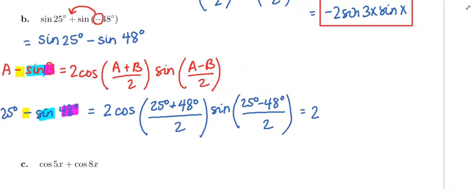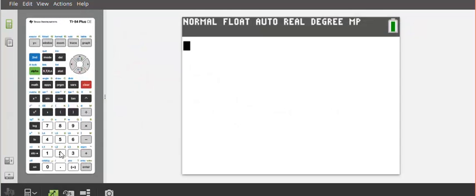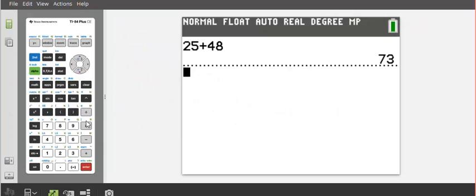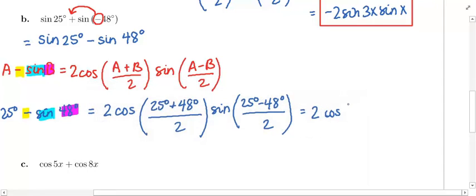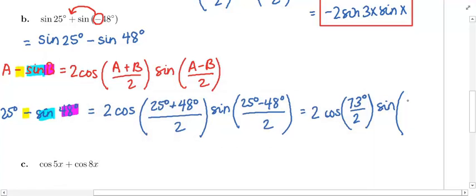So we're going to get 2 times the cosine of all this stuff. I need to figure out what my argument is, so I'm going to go to my calculator. This is going to be 25 plus 48. That's the numerator. So I'm going to have 73 degrees divided by 2, times the sine of 25 minus 48. That's going to be negative 23 degrees divided by 2.